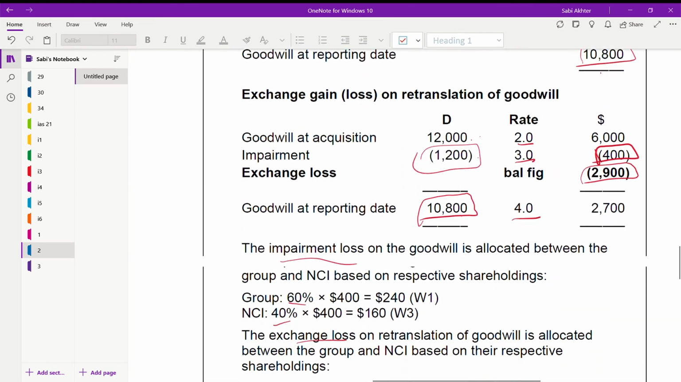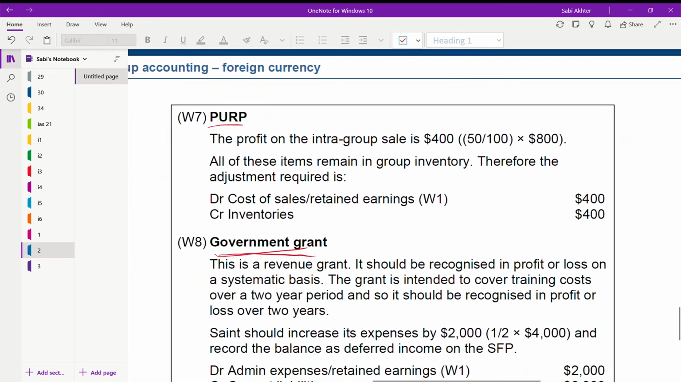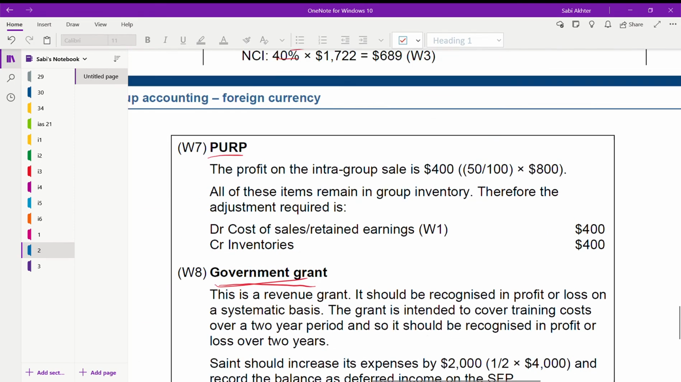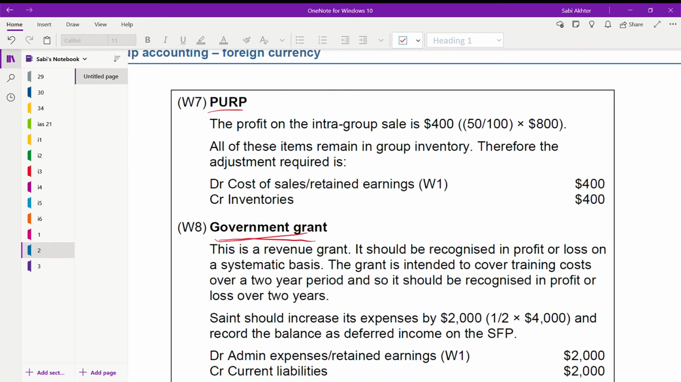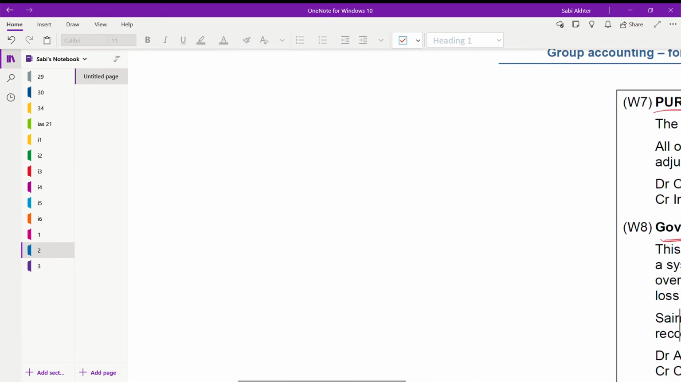Okay, then we are moving towards working number 7. 7 and 8 are only left. So this is an intra-group sale, it has to be eliminated. And all of these items remain in the group inventory also. What is it? 50% of 800. Let me check the figure.